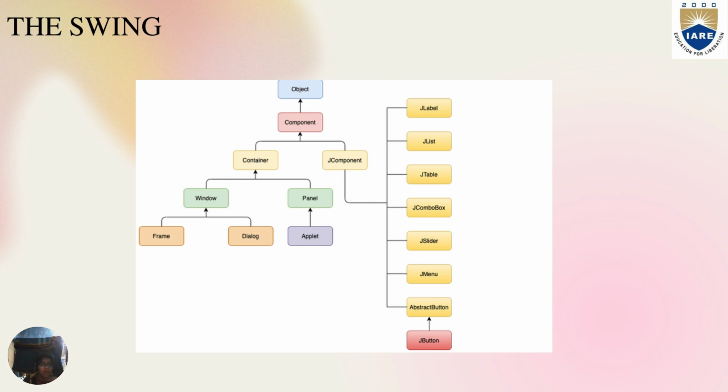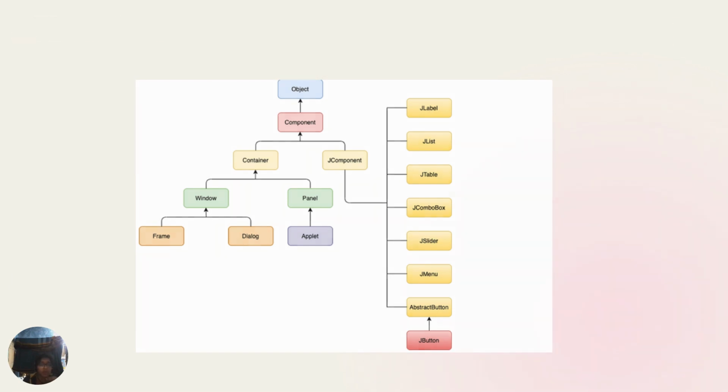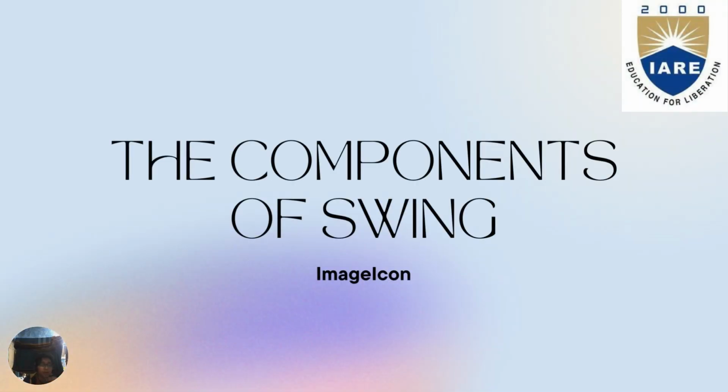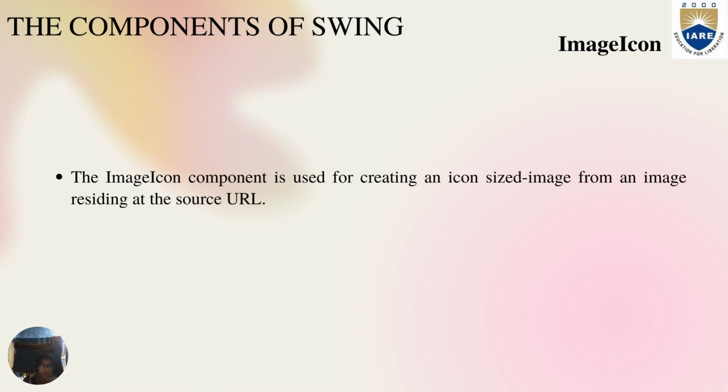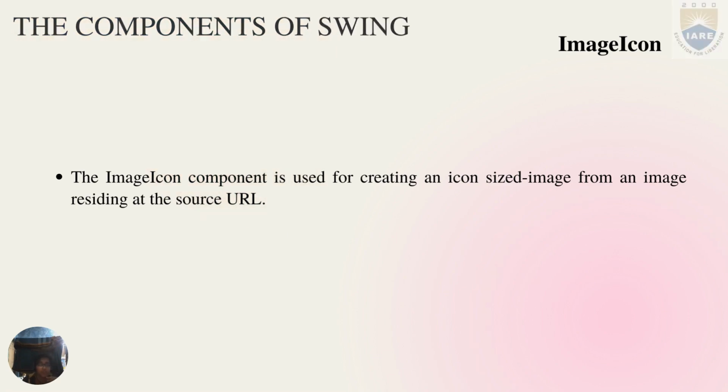This is the basic hierarchy of Swing. That is, we have Object class, Component, and JComponent. We have all the Swing components. The first component is the ImageIcon. The ImageIcon component is used for creating an icon-sized image from an image residing at the source URL.